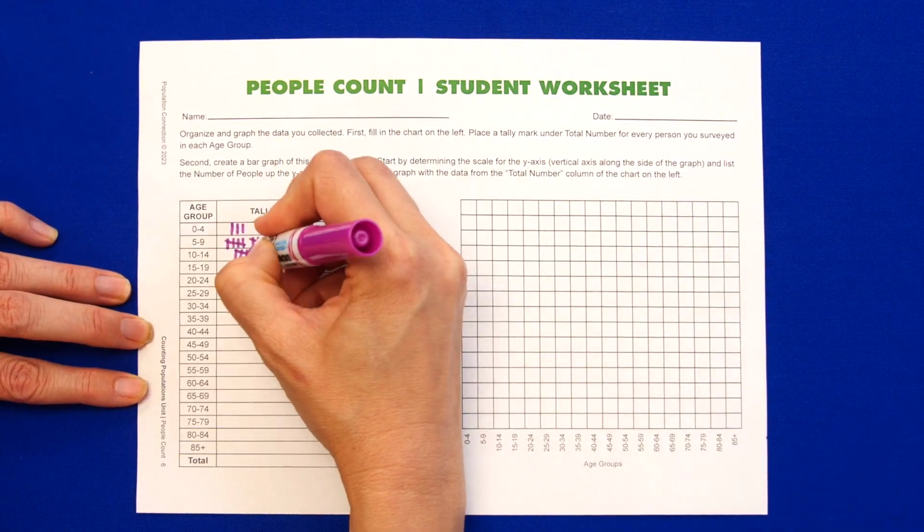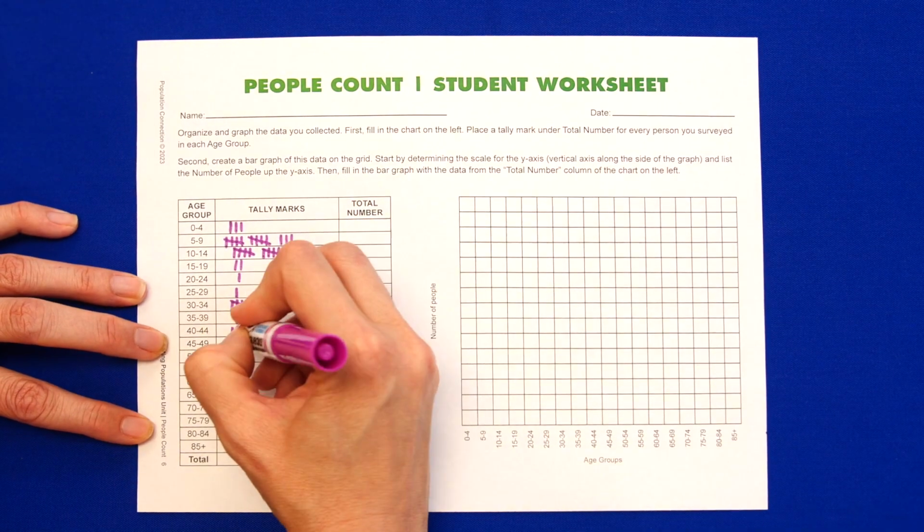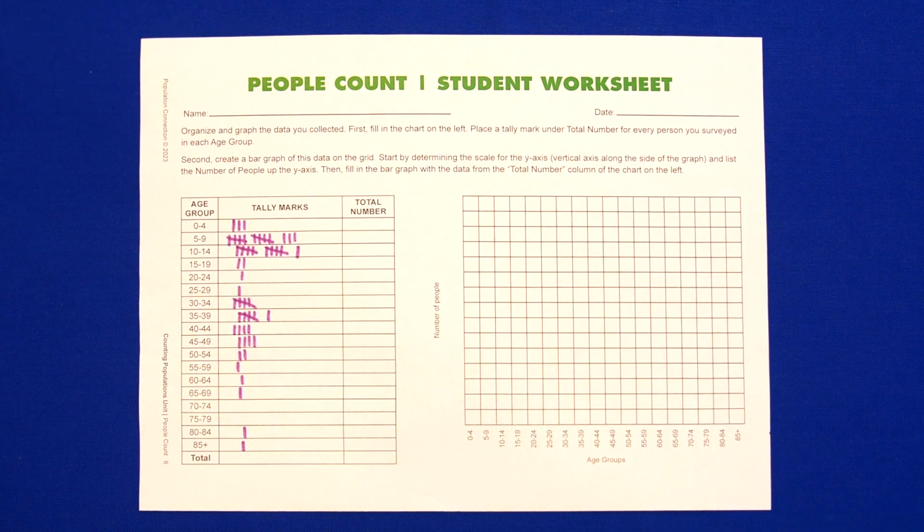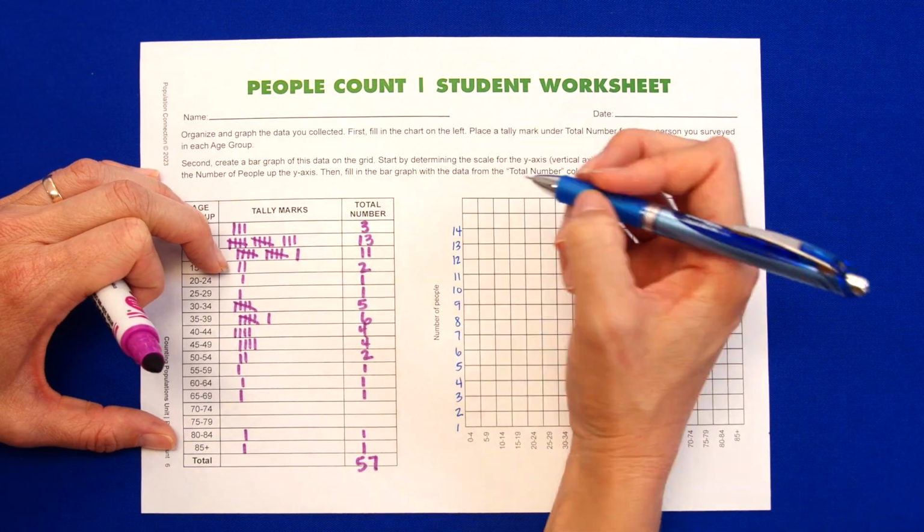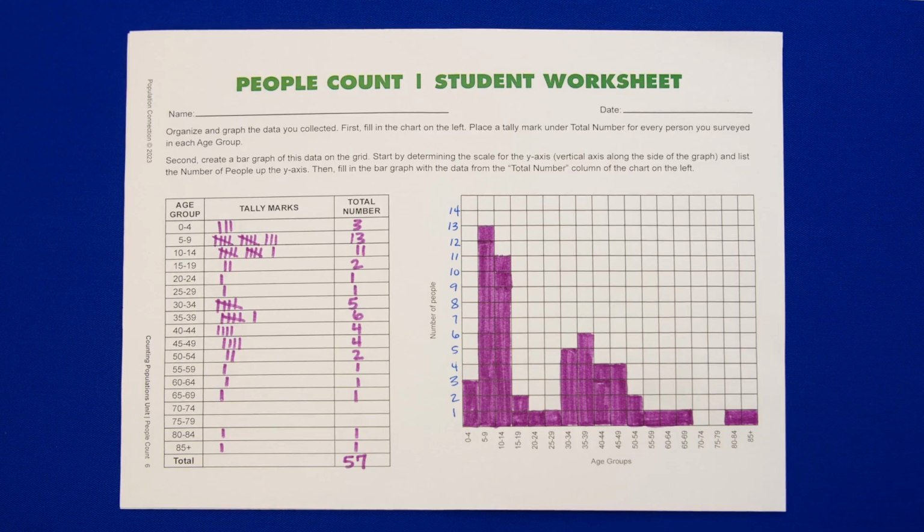Using the worksheet, students will then record the data they collected using tally marks on a chart. They'll total up the number of tally marks for each age group and then create a bar graph to show this data visually. In small groups, students will analyze the data and apply their findings to questions on the worksheet.